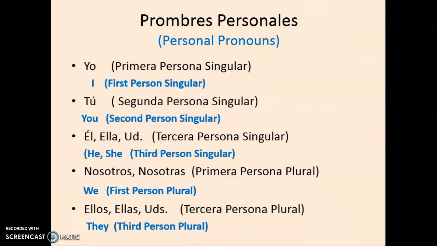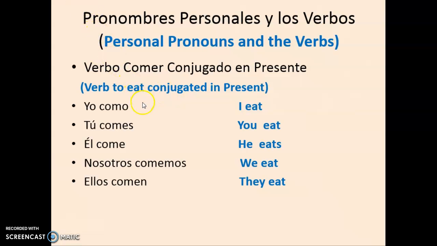So let's go and see how they are used with the verbs in action when we conjugate them. So we conjugate them, and each of these personal pronouns, they have their own conjugation in the verb. The verbs have their own endings. For example, in this verb in present, the verb to eat, that is in Spanish comer, we have a conjugation that says yo como, tú comes, él come, nosotros comemos, and ellos comen. The good thing to see here is that they have different endings for each of the personal pronouns.